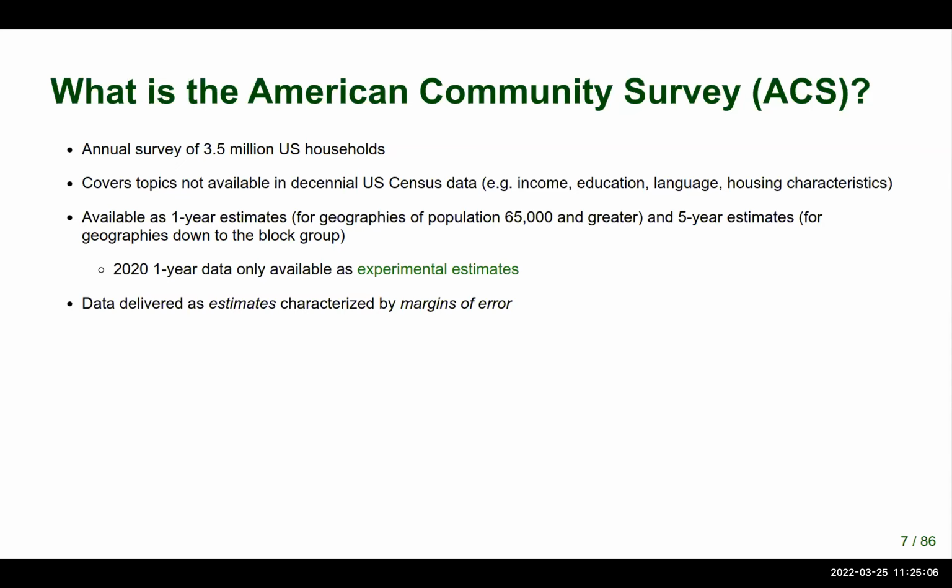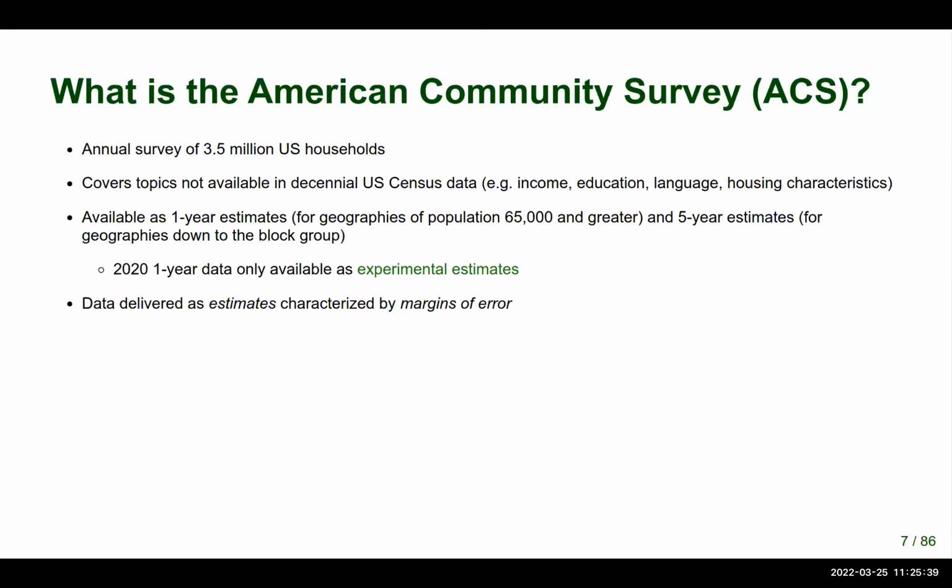One caveat about the one-year data: because of data collection issues that occurred during the COVID-19 pandemic, for the 2020 ACS they only got about two-thirds of surveys back as compared to previous years. And so the Census Bureau decided not to release the standard 2020 one-year ACS, and instead they released it as a series of experimental estimates that are only available for data download from the census website.